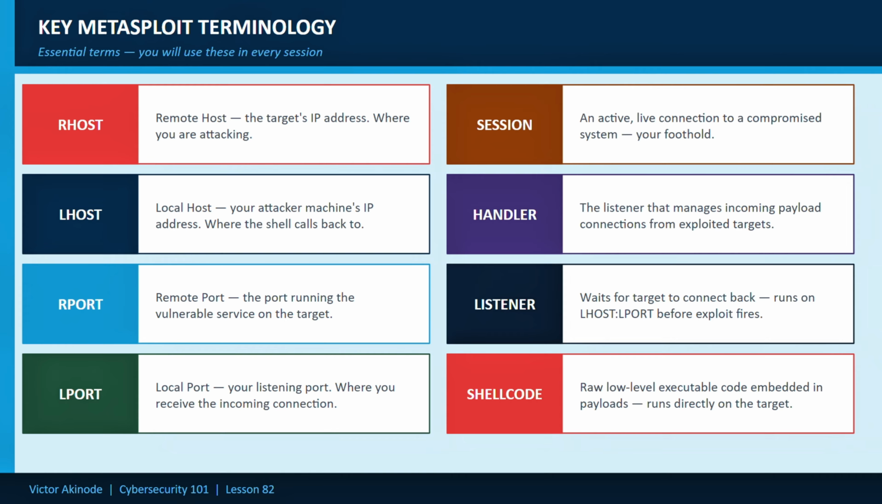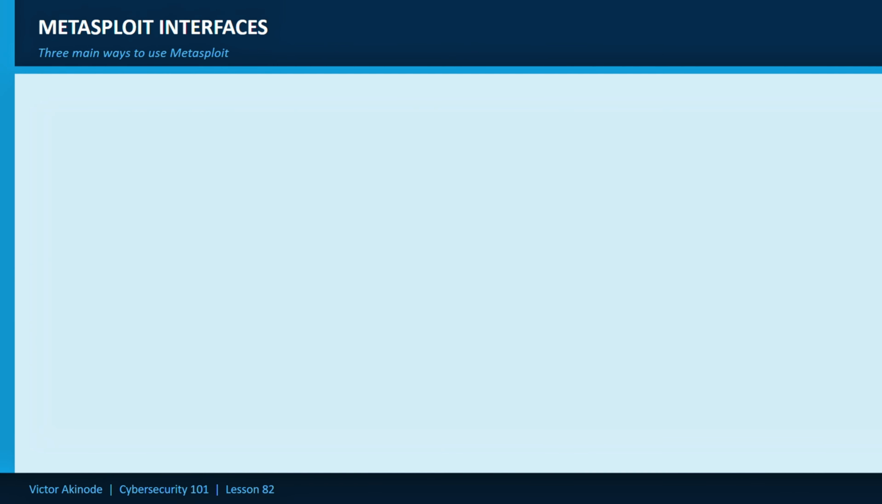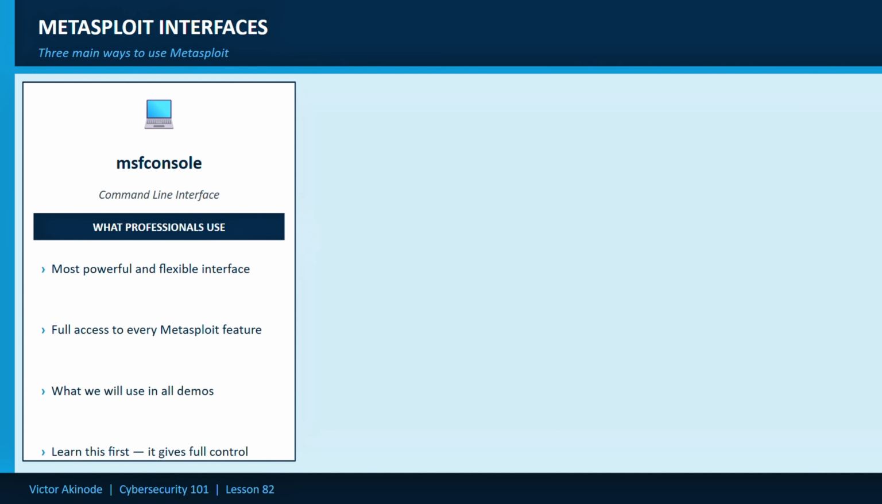Understanding these terms is absolutely critical for using Metasploit effectively. You are going to see them constantly in every exploit you run. There are three main ways to use Metasploit, and the first one is MSF console, that is the command line interface. And this is the most powerful and flexible way to use Metasploit. It is what the professionals use because it gives full access to all features. And for our subsequent lessons, we are going to be using MSF console.